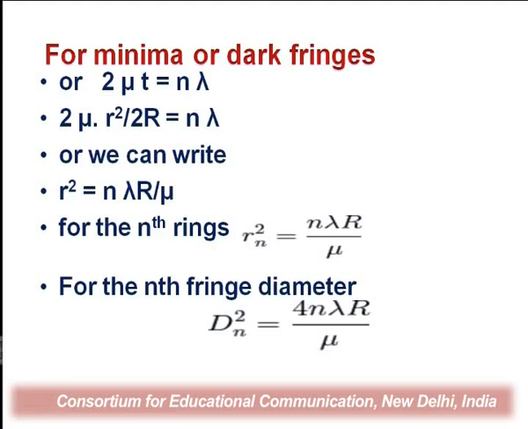For the nth fringe, the radius of the ring will be Rn square is equal to n lambda R divided by mu. For the nth diameter, Dn square is equal to 4n lambda R by mu. Mu is the refractive index of the air film or any medium which is in between the plano-convex lens and the glass plate, which generate the Newton's ring.